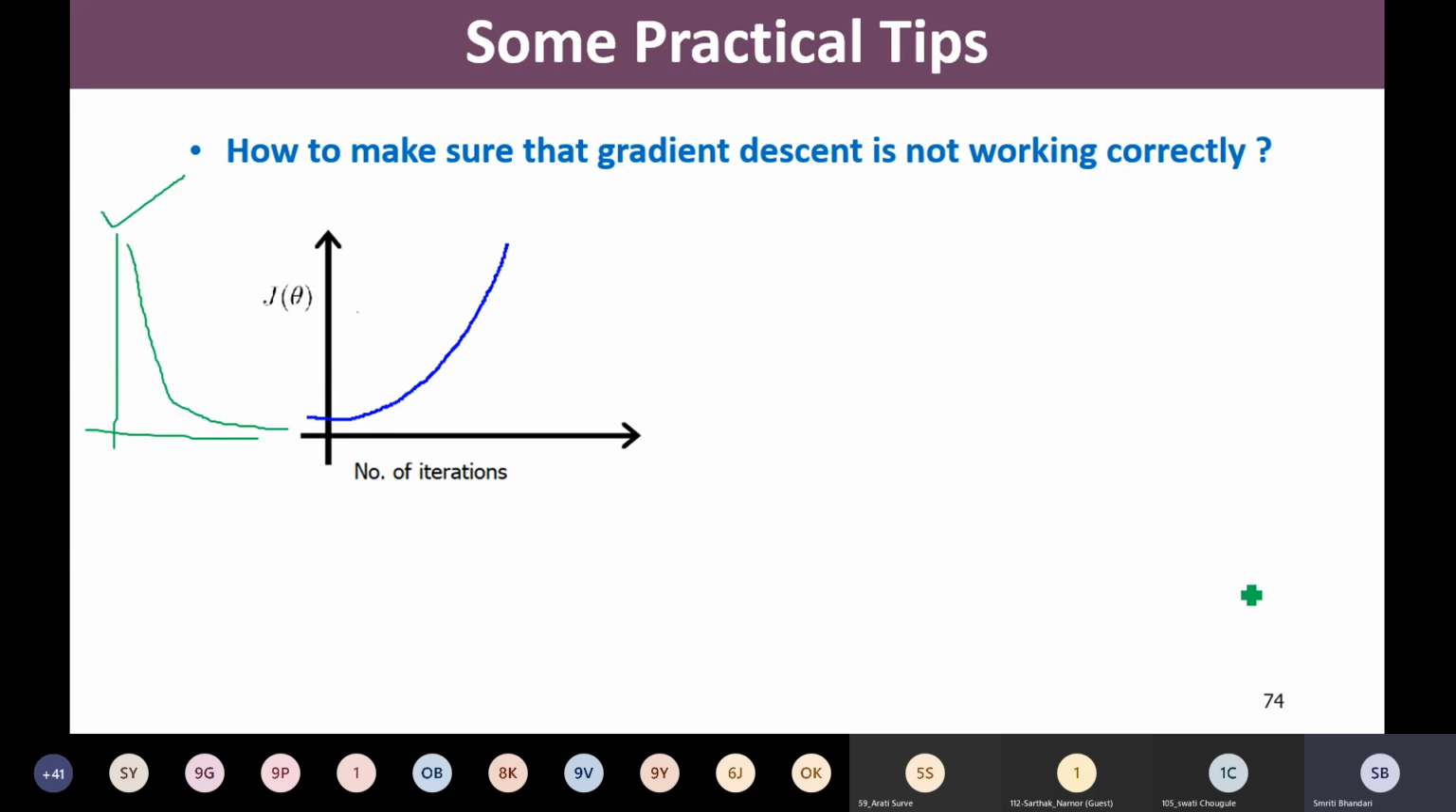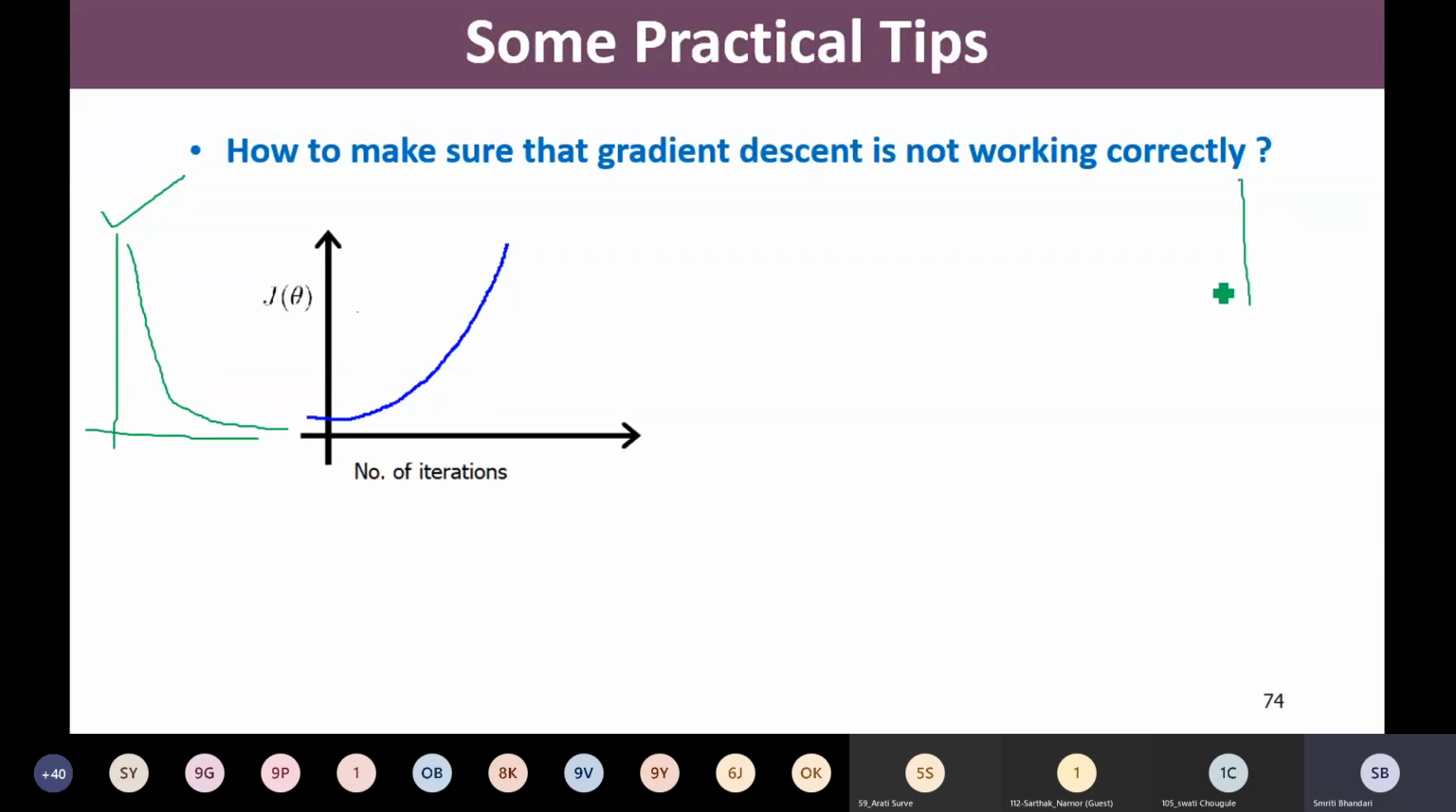Anybody? Learning rate, ma'am. Learning rate, correct. So what about the learning rate? It may be too large. Yes, very true.